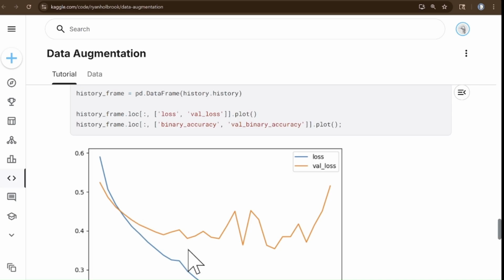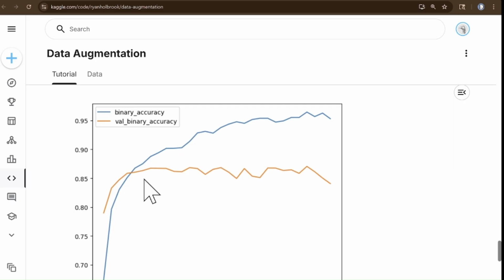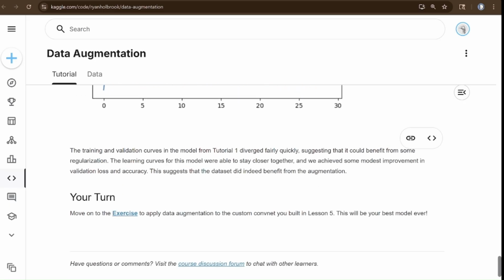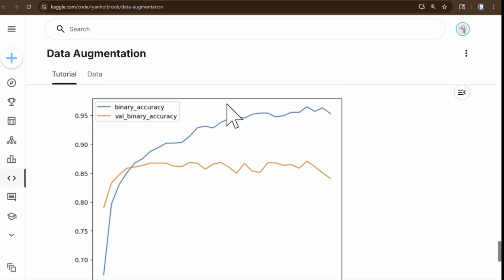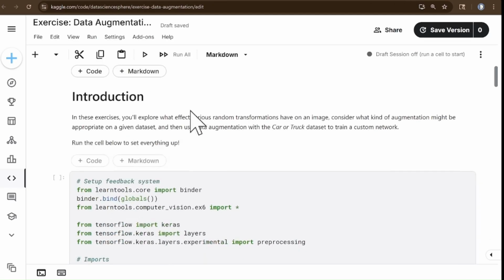Now you are plotting. See, this is the loss, this is the validation loss. This is the accuracy, this is the validation binary accuracy. Now the training and validation curves in the model from tutorial 1 diverged fairly quickly, suggesting that it could benefit from some regularization. The learning curves for this model were able to stay close together. We achieved some modest improvement. They are saying that we have achieved some modest improvement, but still you can improve more. The closer they become, the more improved your model is. Anyway, let's do the exercise now.